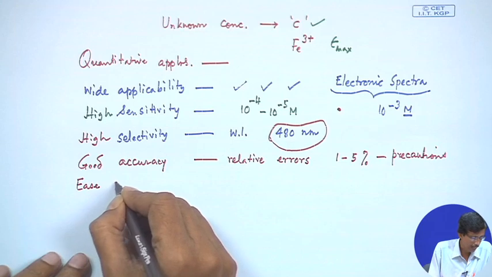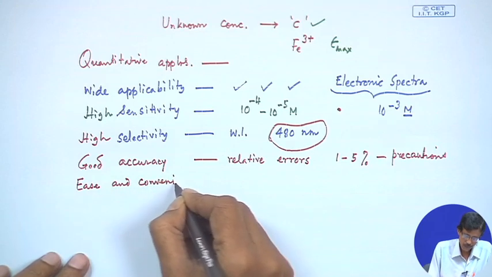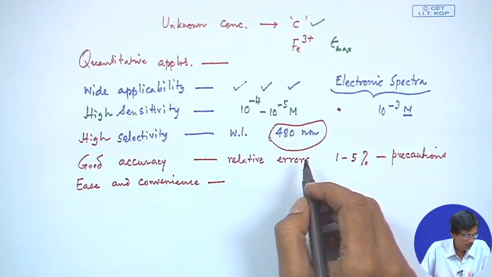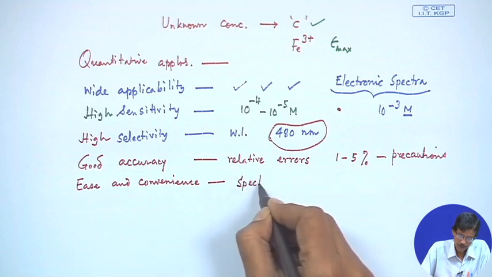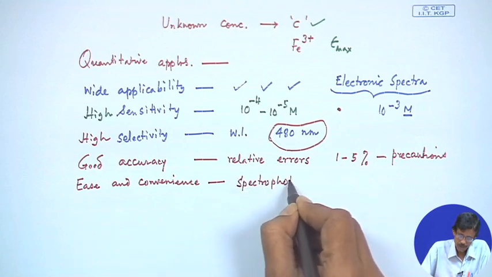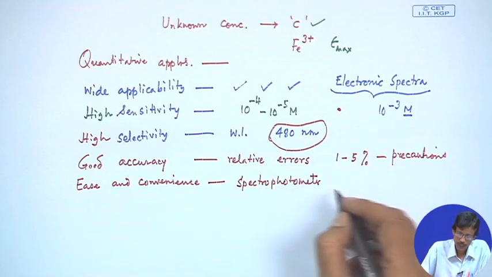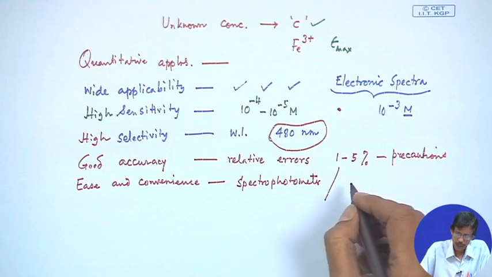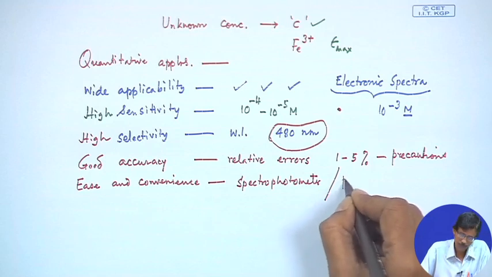So, there is also ease and convenience, because what we can use to measure is a spectrophotometer. A spectrophotometer is used, or we can use a simple colorimeter or a photometer. So, we have a corresponding photometric measurement.